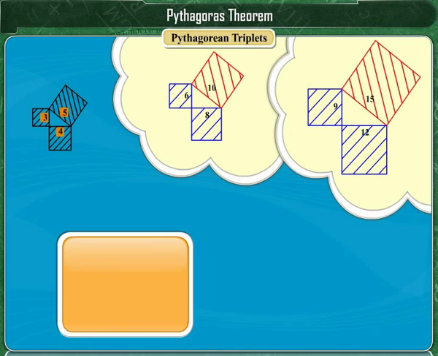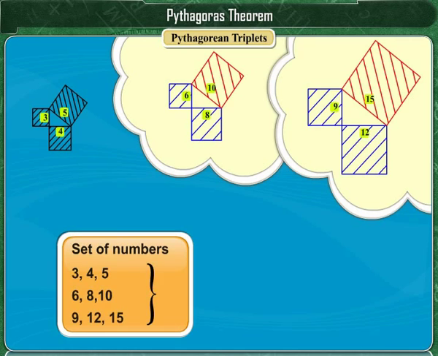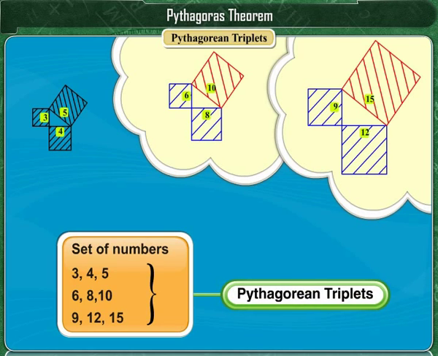Thus, the set of numbers such as 3, 4, 5; 6, 8, 10; 9, 12, 15 came to be known as Pythagorean triplets. Let's learn some of these triplets and with the help of them determine whether the given triangles are right-angled triangles.